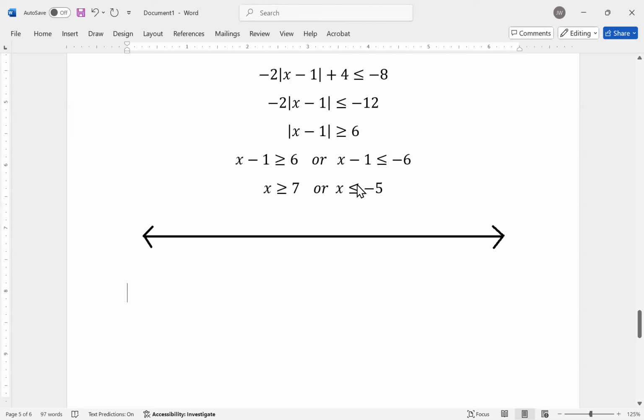So 7 is to the right of -5. Both of these have equality. So when I draw a circle around the 7, I will fill it in, make that a solid circle. Same thing with the -5. When I draw a circle around that, I'll fill it in, make that a solid circle. Oop, that wasn't very good. Okay, we get the idea.